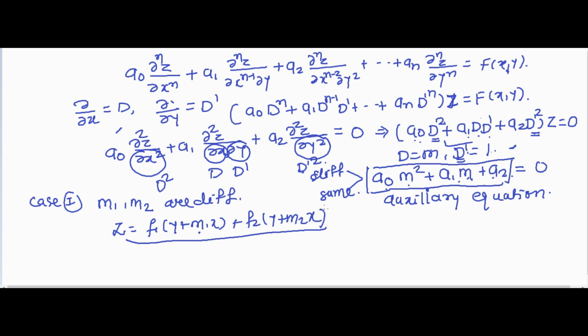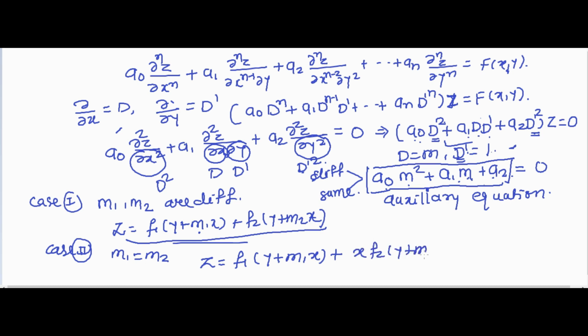Here you need to find only the roots of the auxiliary equation. Now the second case: whenever the roots are the same, m1 equal to m2, then z equal to f1 of (y plus m1 x) plus x into f2 of (y plus m1 x). This is the solution of this differential equation.